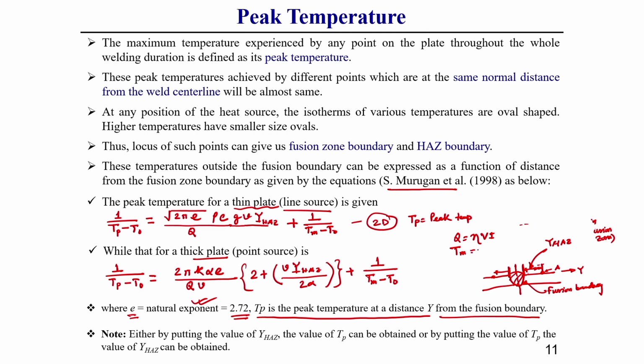Tm is the melting point temperature of the metal, whatever the material you are using. All the units are generally in Kelvin. You see T is generally the capital letter I have written. T0 is the room temperature, or if you use preheat, the preheat temperature. So T0 is generally called the initial temperature. This can be the preheat temperature.